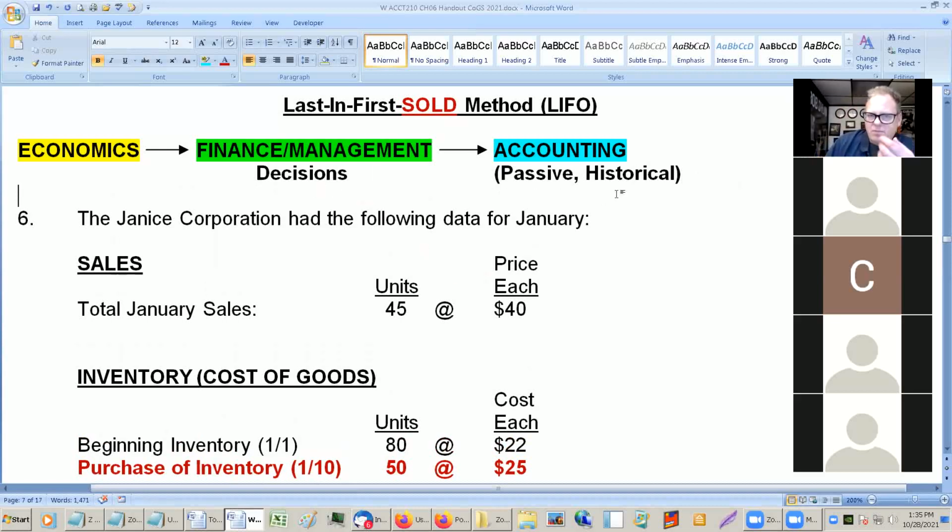And accounting is passive. We don't make the decisions, but we record them, and to record them, we have to understand them.